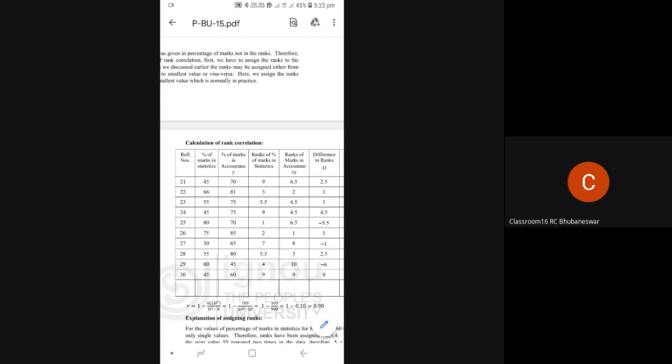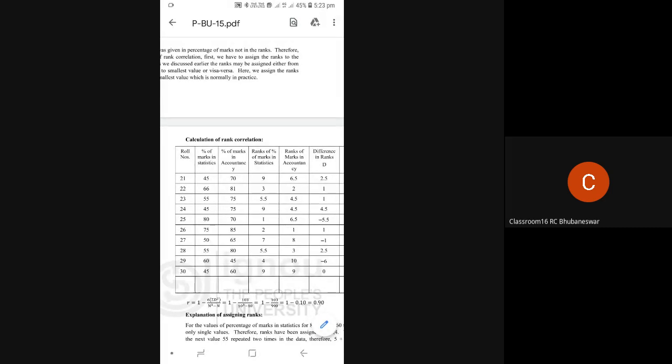Now for 6th and 7th, again 70 is appearing twice for 6th and 7th place. So 6 plus 7 divided by 2, so it will be 6.5, 6.5. It is assigned to 70, that is 6th place and 7th place. Then for 8th place 65 is assigned, for 9th place 60 is assigned, and for 10th place 45 is assigned. Now this is after ranking the percentage of marks in statistics and accountancy.